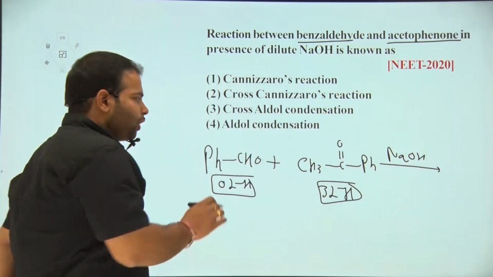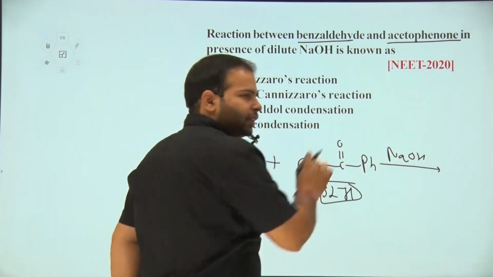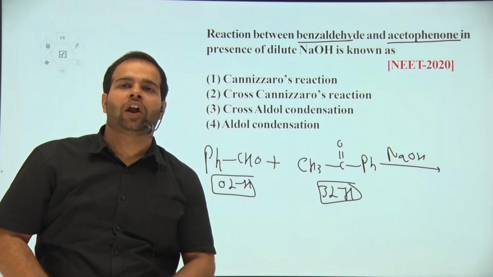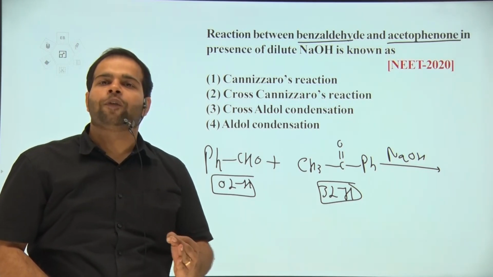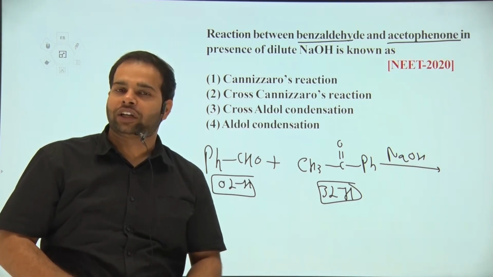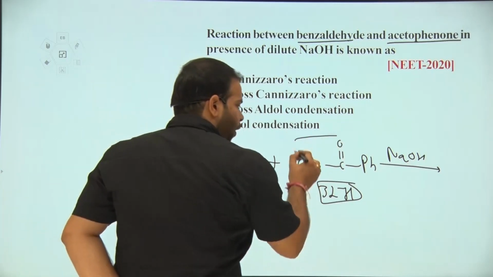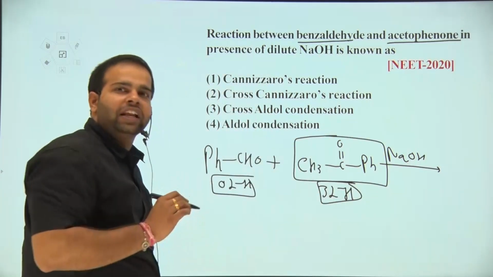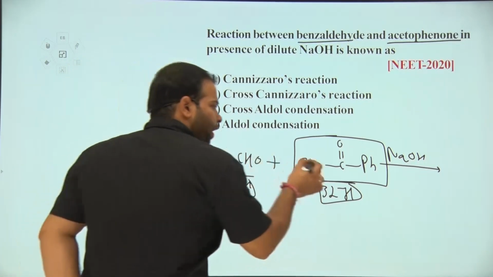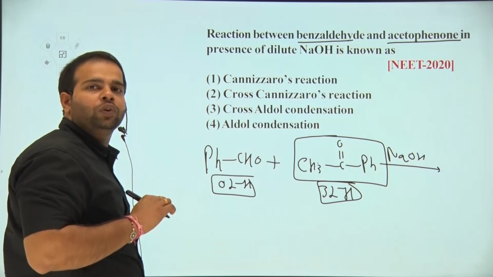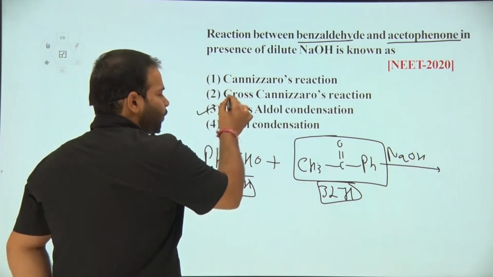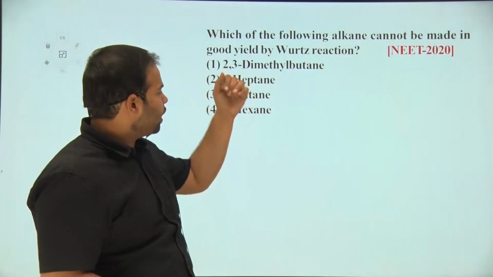Clear? Now we know that if we react any carbonyl compound with base, then there is a possibility of two reactions. The first one is aldol and the second one is Cannizzaro. The condition for aldol is presence of alpha hydrogen, and the condition for Cannizzaro is absence of alpha hydrogen. Now in this case, one carbonyl compound has alpha hydrogen, which means Cannizzaro is not possible. This will show aldol reaction between two different compounds. That's why this aldol is known as cross aldol condensation. So in this case, the answer will be third. Clear? Okay, students, coming to the next question.